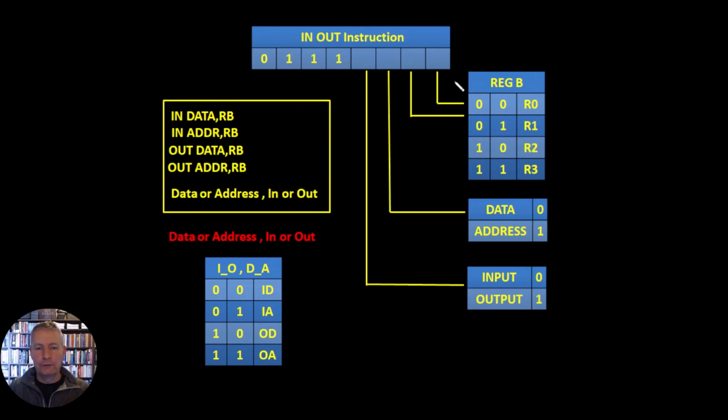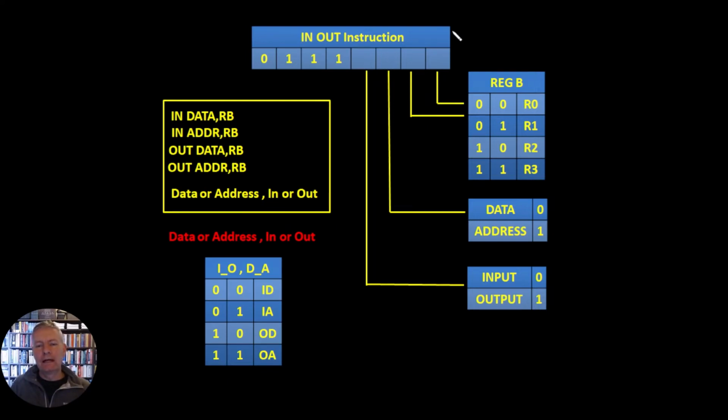So this is our new instruction. Now, this instruction allows us either to send information to the outside world from the CPU or receive information from the outside world into the CPU. So it tells us whether we're going to push information out or get information back in.